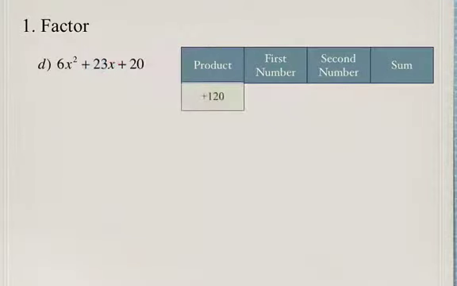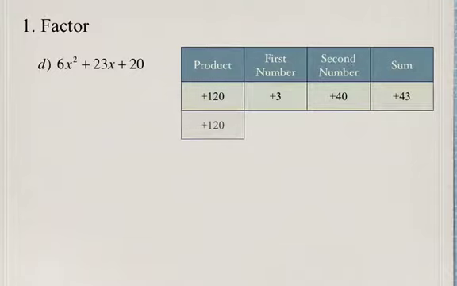So if we go through this, for 120, the first number we could use is 1, but the second number would be 120, and 1 plus 120 is way above 23. Same with 2 times 60 is 120, but the sum would be 62. Now 3 goes into 120 40 times, so 3 times 40 is 120, and the sum is 43. So we're still a little high here.